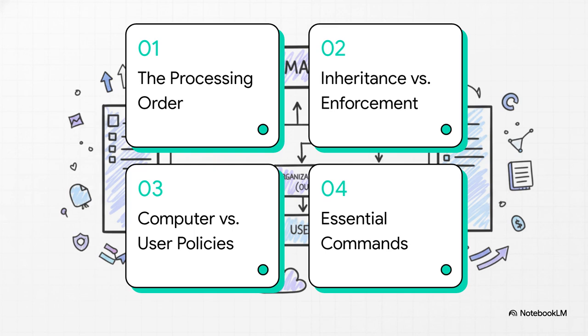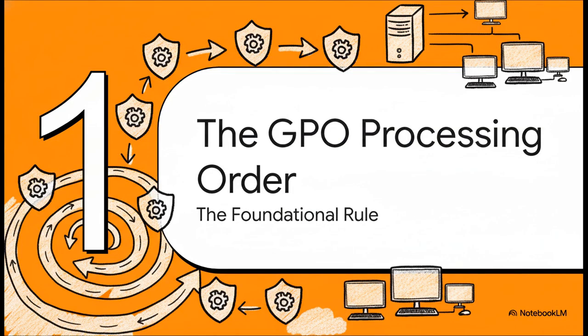Here's our game plan for this explainer. We're going to start with the absolute fundamental, the order things get applied. Then we'll look at the exceptions that let you bend the rules. After that, we'll dig into what gets applied and when. And finally, we'll wrap up with the command line tools you absolutely have to know. Okay, let's dive right in.